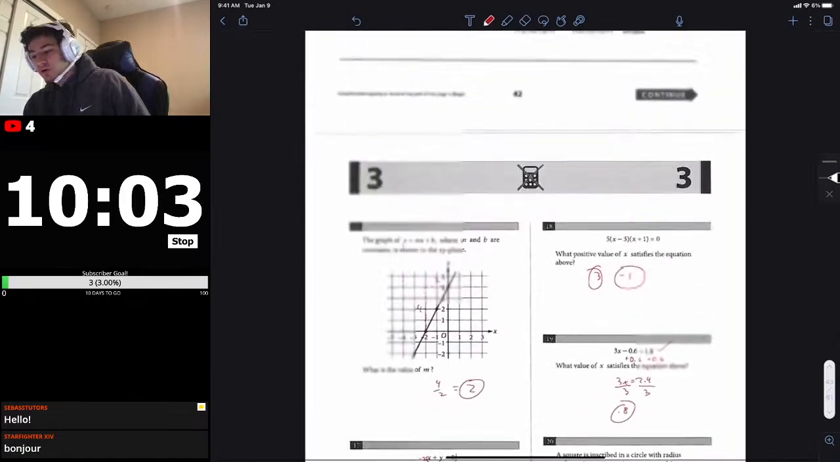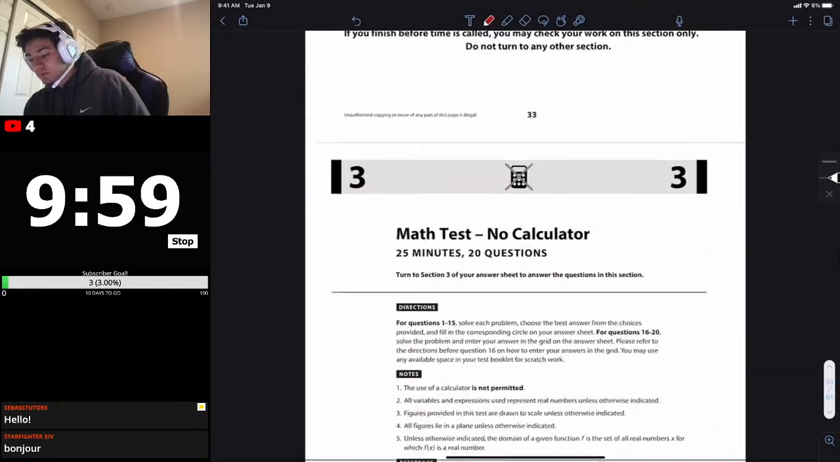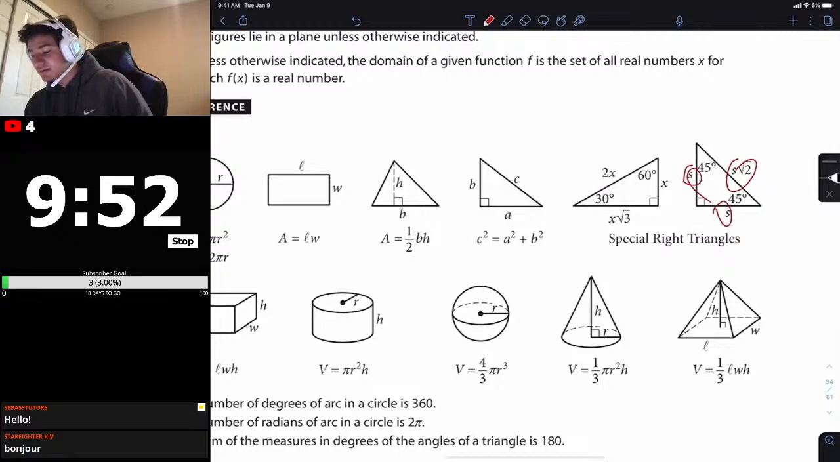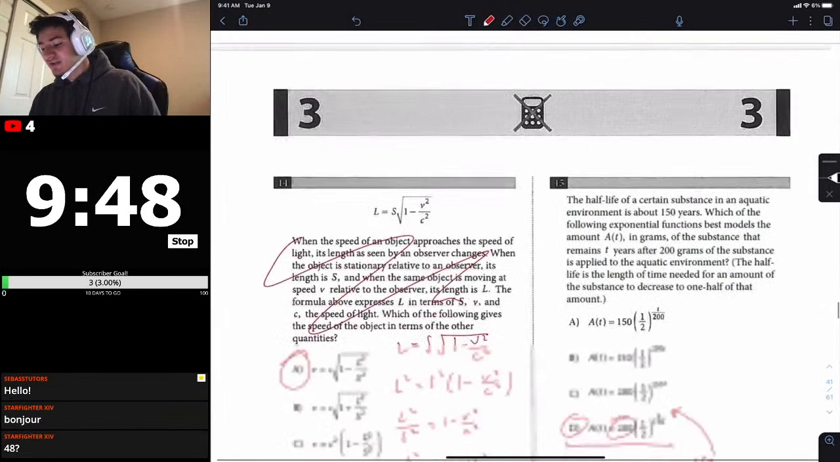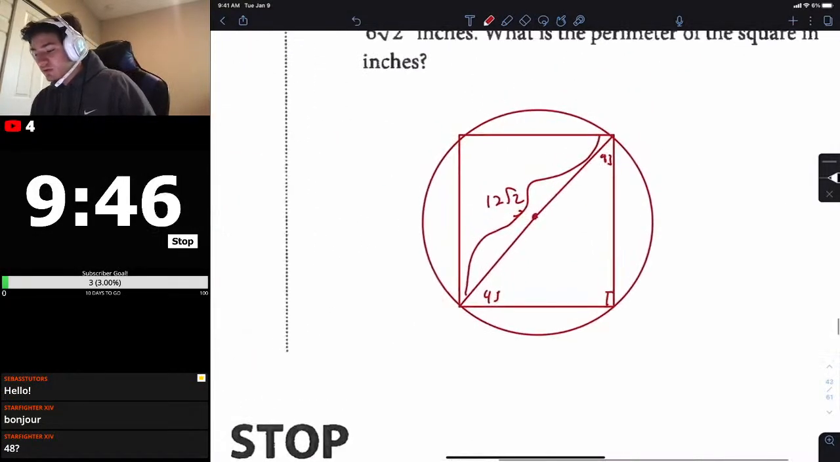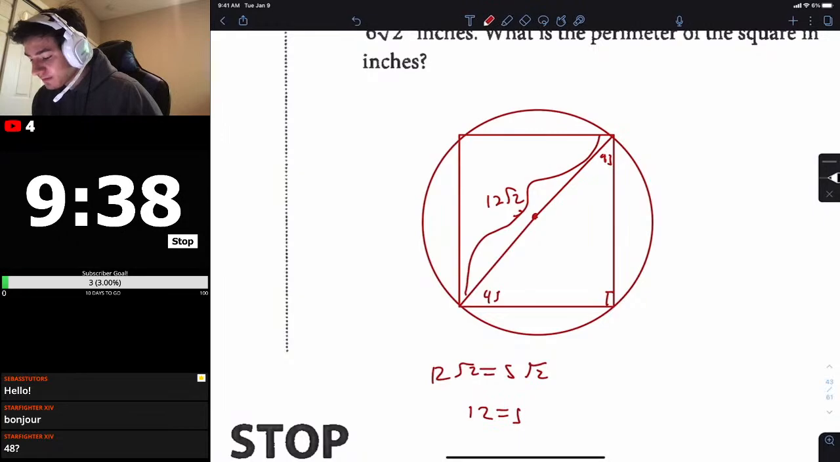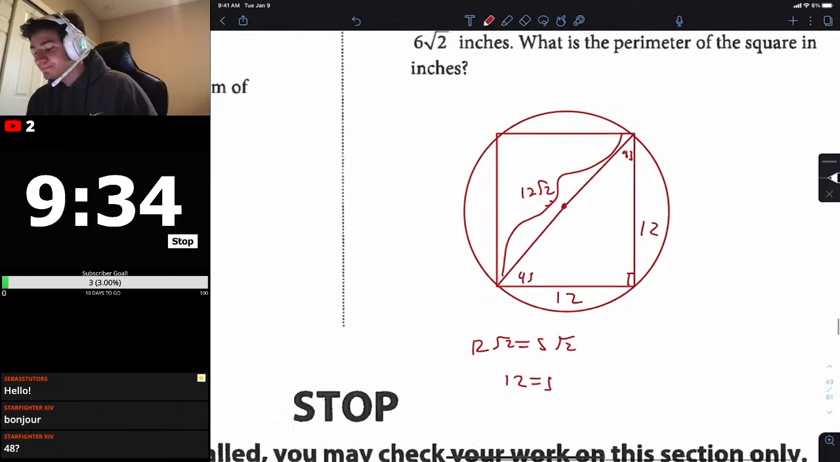And if we scroll all the way back to our equation sheet right here, we get that a 45, 45, 90 is s root 2, s, and s. So we need to solve for s, knowing that the hypotenuse is s root 2. So if the hypotenuse, 12 root 2, equals s root 2, we can divide by root 2, and we get that 12 is s. So we know that this side is 12, and this side is 12.